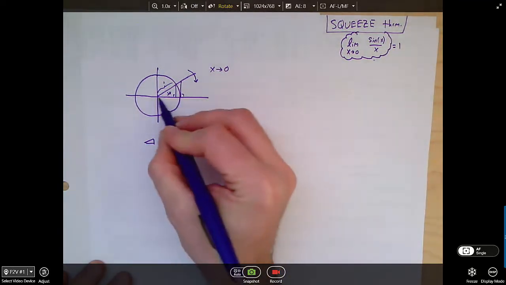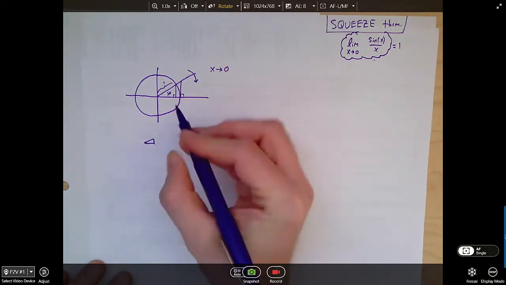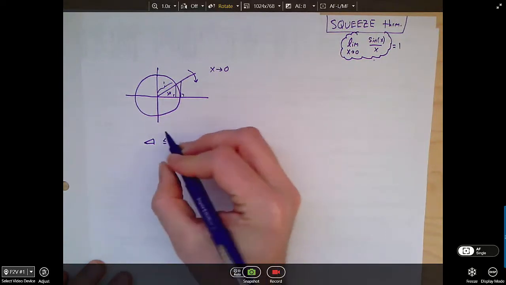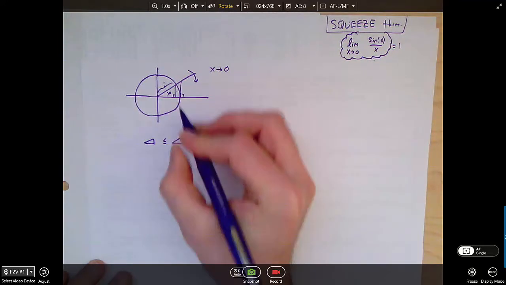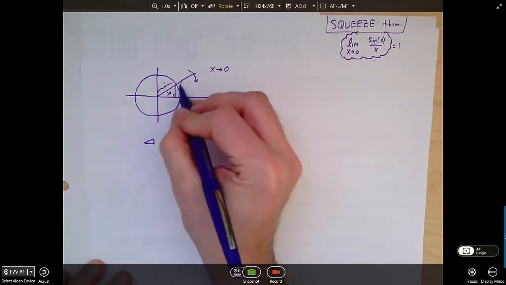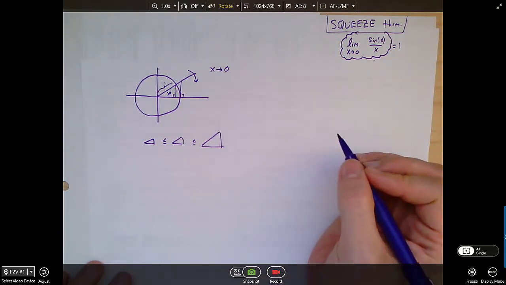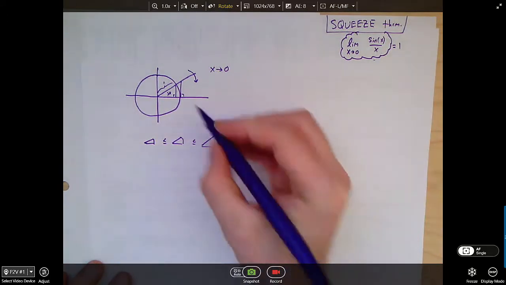So one thing I'm noticing is the small triangle here. Let's do it in terms of areas. The area of the small triangle here always looks like it's going to be less than or equal to the area of this sector here, and that's always less than or equal to the area of this larger triangle here. So that would be one possible sandwich.